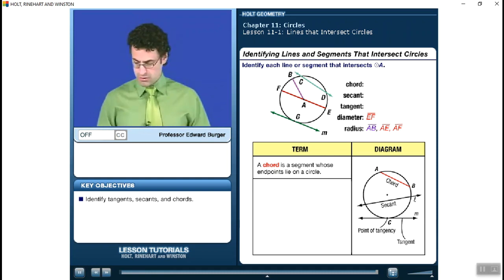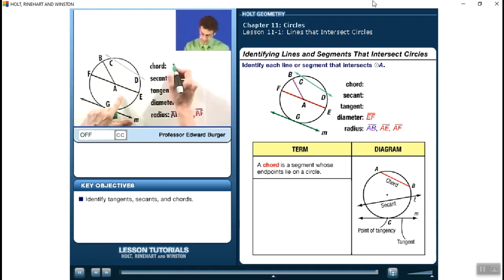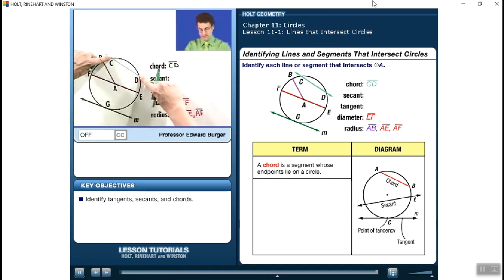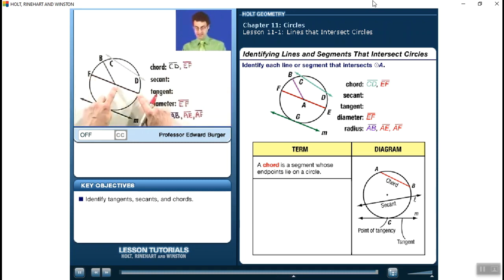So what would be a chord here? Well, the line segment from C to D, just that segment, that's an example of a chord. Do you see another example of a chord? That's right. A diameter is actually a very special case of a chord. It does, in fact, touch the circle at two points. It happens to go through the center, but that's not even required anymore. So that's a chord.